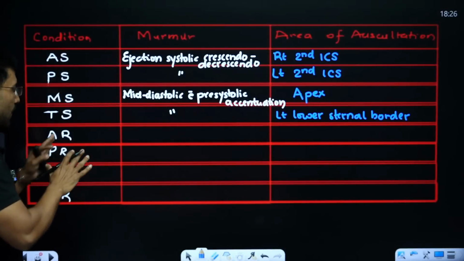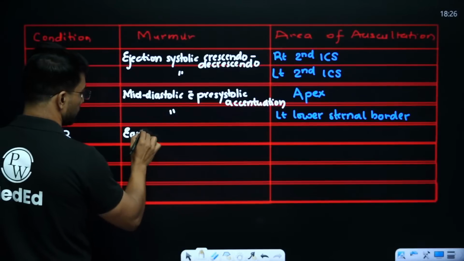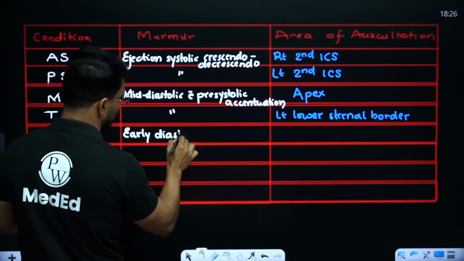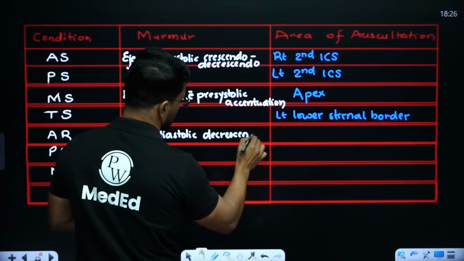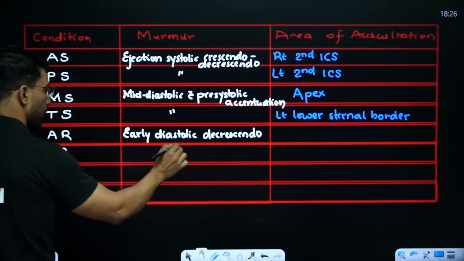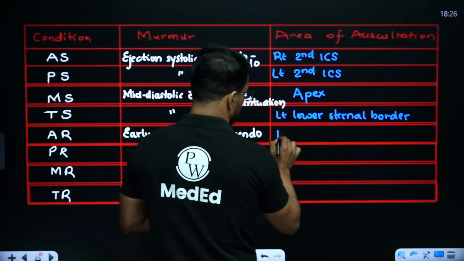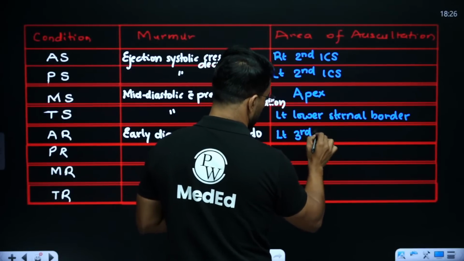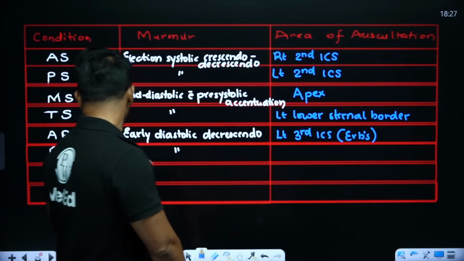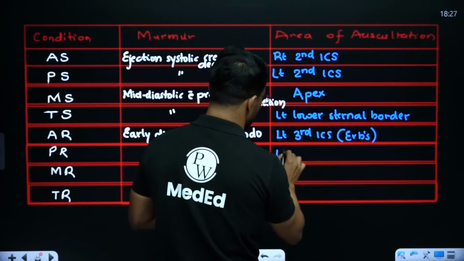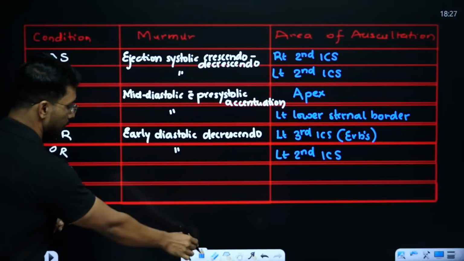Okay. Now the murmur of AR and PR are going to be the same. The murmur of aortic regurgitation is an early diastolic decrescendo murmur. That will be the same for the PR as well. The area of course differs. The murmur of AR is better heard in the left third intercostal space, which is called Erb's area. But the murmur of PR is better heard in the pulmonic area, which is the left second intercostal space.